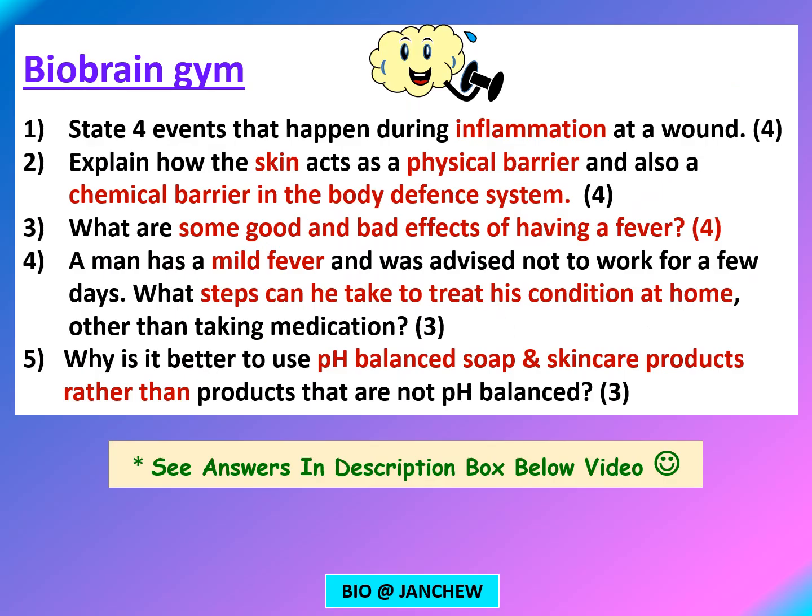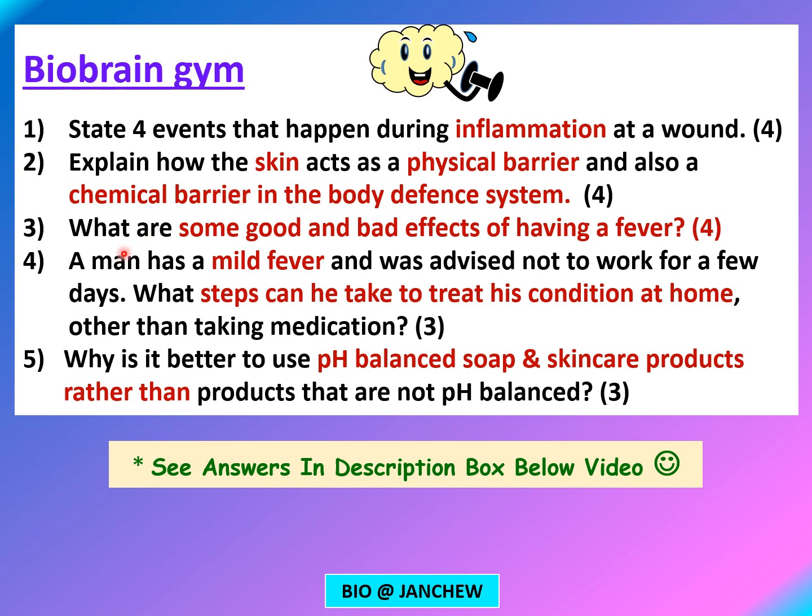Here are some very good questions that can be asked in the structured or essay questions and also for HOTS questions. So let us apply what we have learned in our BioBrain Gym questions. Number 1, state 4 events that happen during inflammation at a wound. 4 marks. Number 2, explain how the skin acts as a physical barrier and also a chemical barrier in the body defense system. 4 marks.